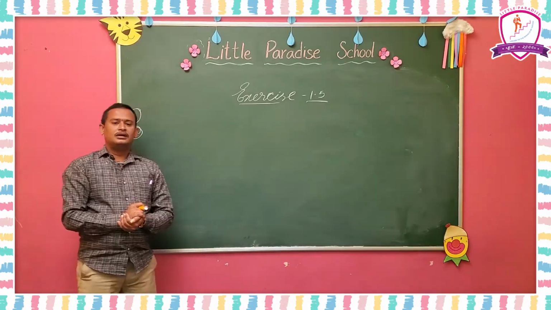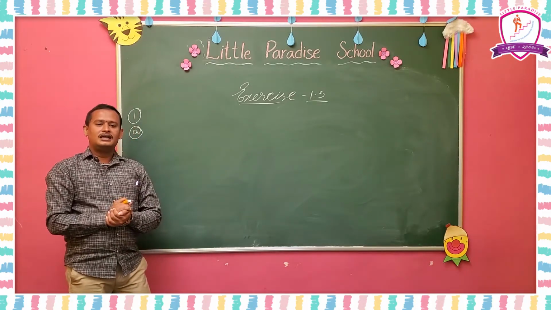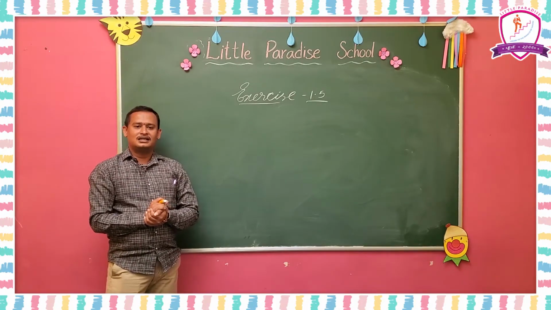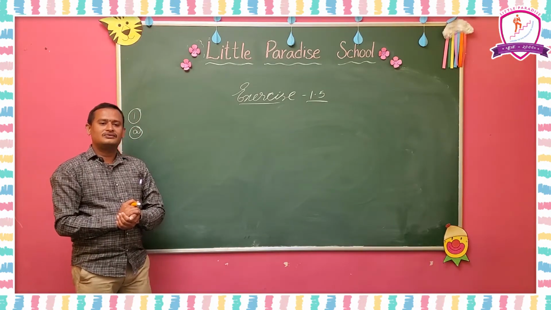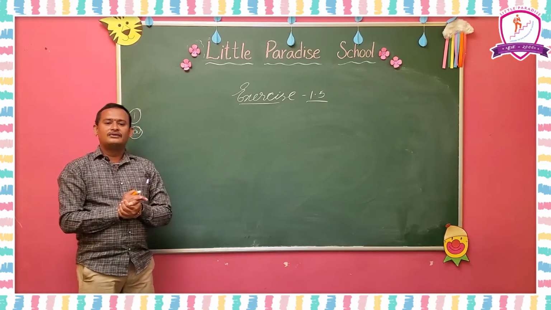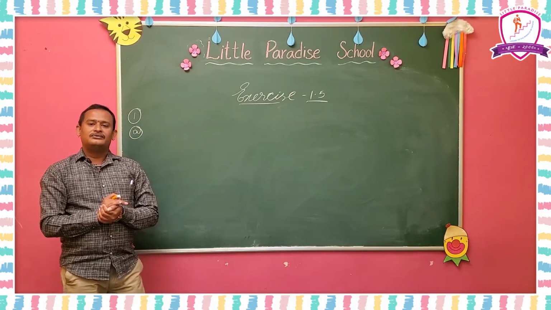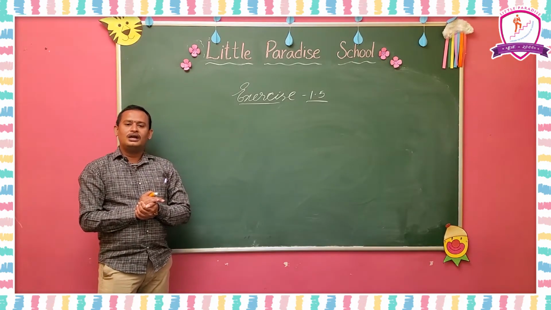Okay. Now I am going to explain exercise 1.5. First, write the expression using brackets. You have to write the given expression using brackets. First, A, I am going to explain the A question. Divide the difference of 11 and 4 by 5.